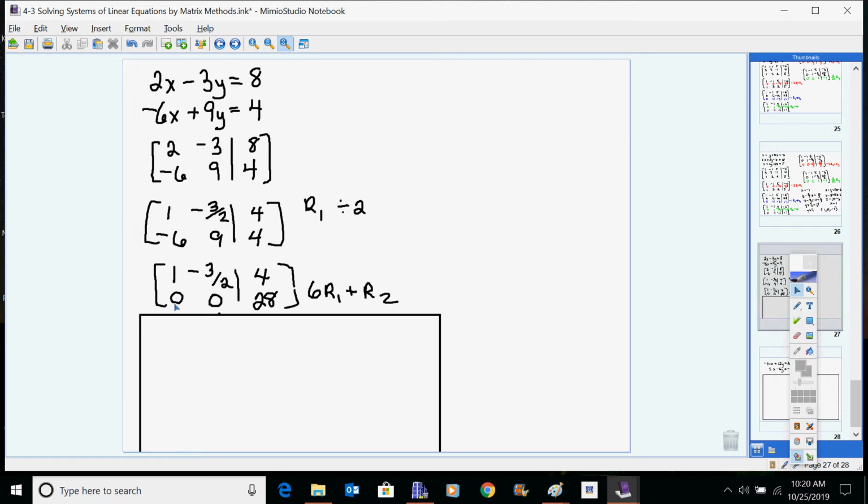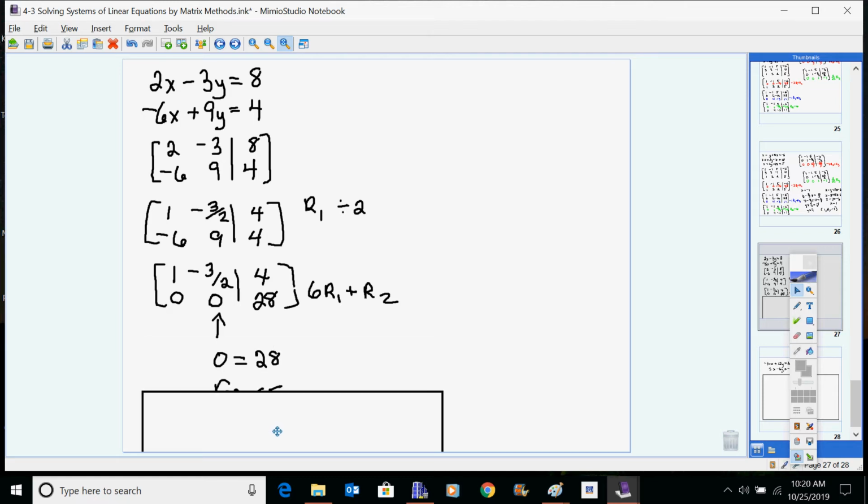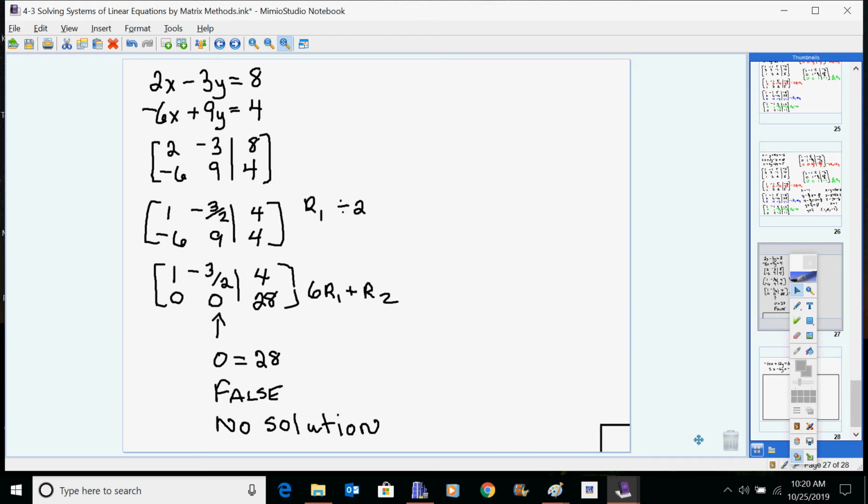So what we find here is that you've got 0x plus 0y equals 28. So since 0x plus 0y equals 28, that's a false situation. So since we have a false on that one, that's why it says no solution on your paper. So just so that you have it explained in words, it's the same process that we were doing before, where we have to first get a 1 here and then work to get a 0 here. But in this case, the 0 is actually wiped out the bottom row, and we have that.